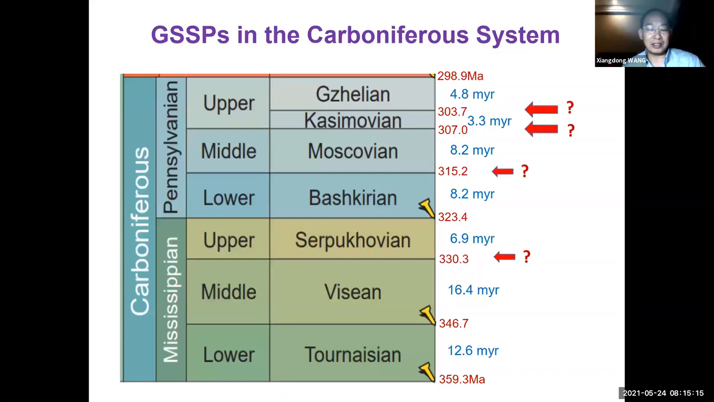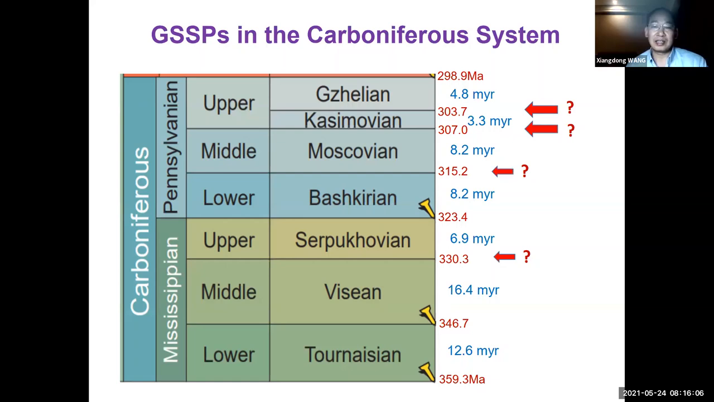As this is a newly revised time scale, this is GTS 2020, just published last year, 2020, with the first author Aris Marcos. And as everybody knows, in the Carboniferous we still have four boundaries to be defined by GSSPs: in the Mississippian subsystem, the Visean, and in the Pennsylvanian, the Moscovian, Kasimovian and Gzhelian stages. Today I just focus on two stages, Kasimovian and Gzhelian.